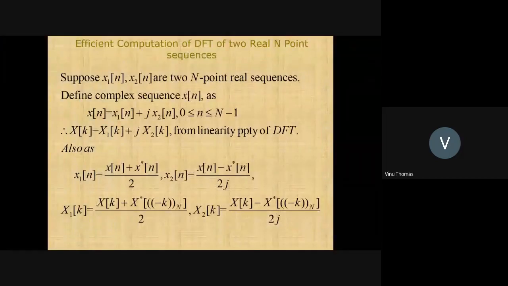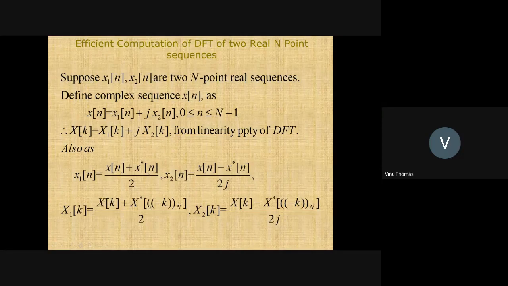From our symmetry property, x1 of n, which is equal to x of n plus x star of n by 2, will have a DFT given by X1 of k equal to X of k plus X star of minus k modulo n by 2. How will I get X star of minus k modulo n? Find X of k, circularly reflect X of k, and then take its conjugate. So add X of k and X star of minus k modulo n and divide the sum by 2.